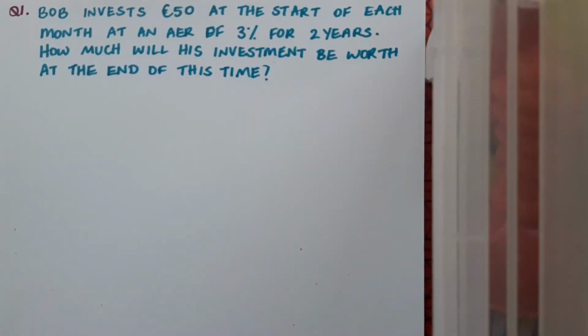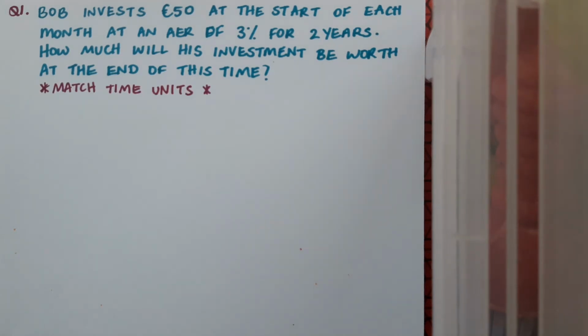So here's a question for you to do. Bob invests 50 at the start of each month at an AER of 3% for 2 years. How much would his investment be worth at the end of this time? Pause the video here, do this question yourself, and then play and see if you're correct. And if you get stuck at any stage, maybe just play a little bit to nudge yourself along and then pause again.